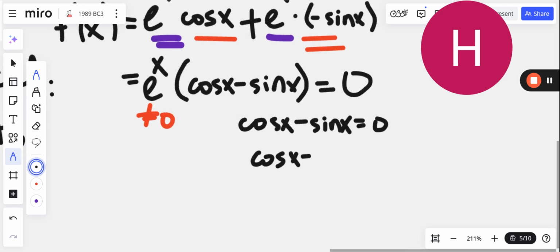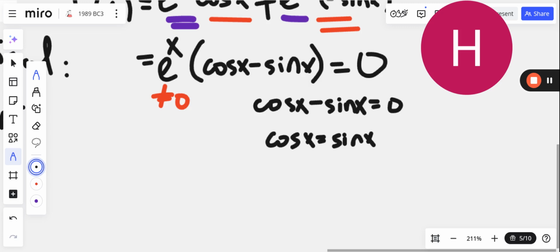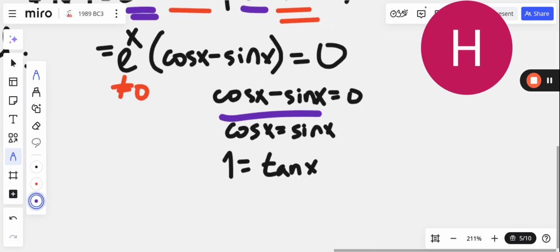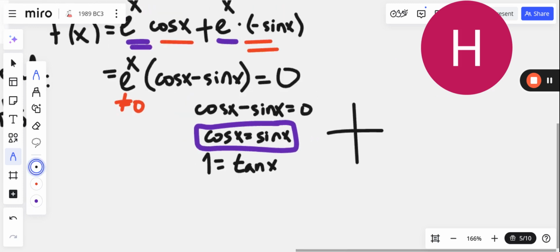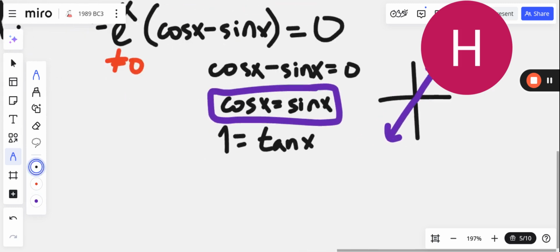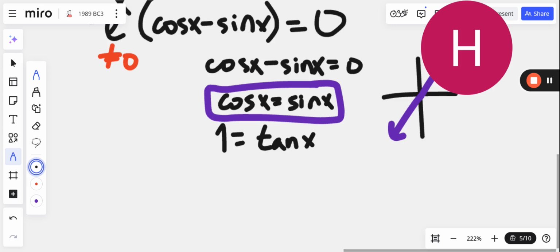This means cosine x equals sine of x, right, if you add sine of x. But what if I divide both sides by cosine? That's going to give me 1 equals tangent of x. Or if you're really good with your unit circle, you'll know when these are equal, like when they're exactly equal. Should be first and third quadrant, right? They're both root 2 over 2, and here they're both negative root 2 over 2. Same thing for when tangent is equal to 1. So these solutions are the exact same solutions.